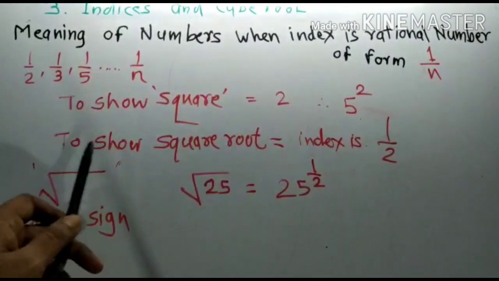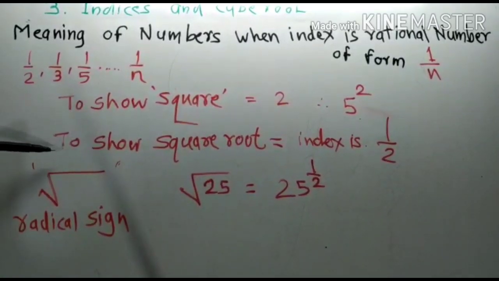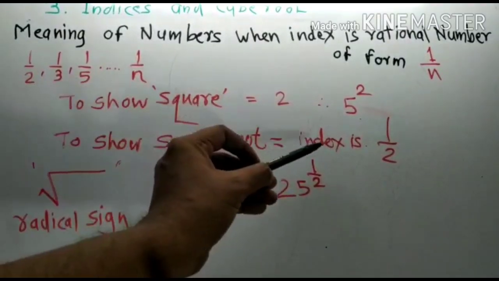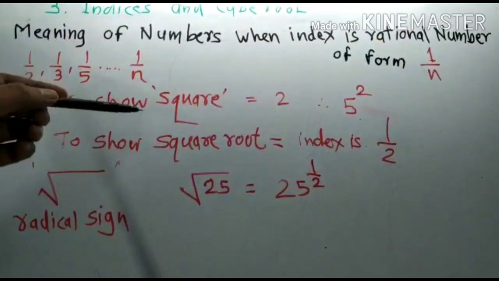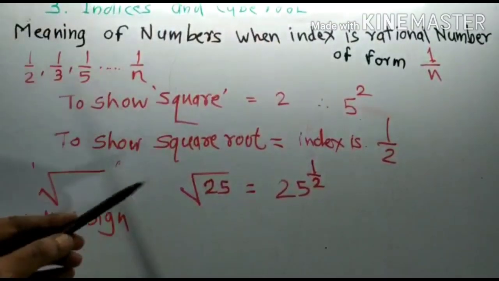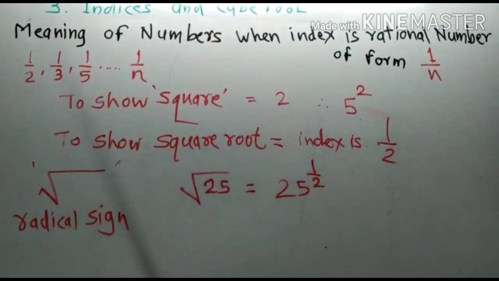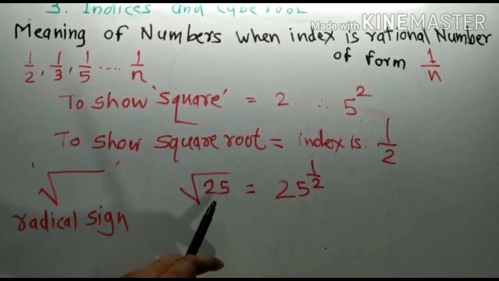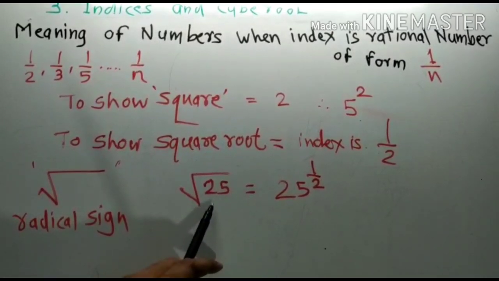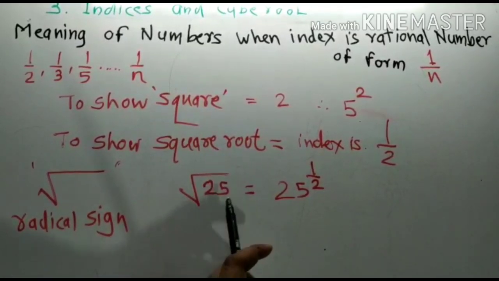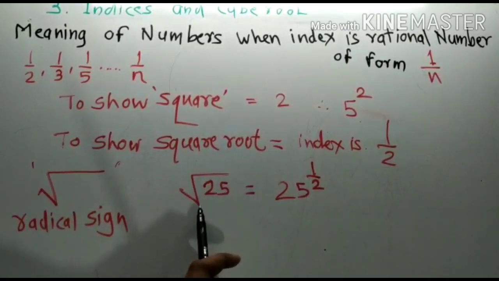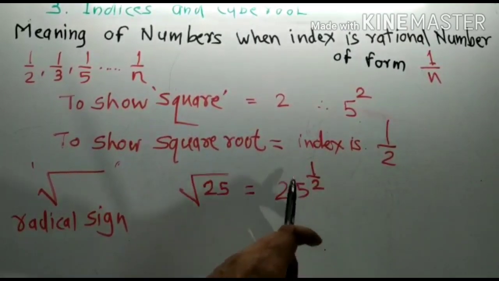To show the square root of 5, the index used is 1 upon 2, like this. Any number's square root means square root of the number, and here we use a radical sign. Radical sign like this we draw, and with the radical sign we read it as the square root of 25. It is similar to the square root of 25, it is expressed like this.